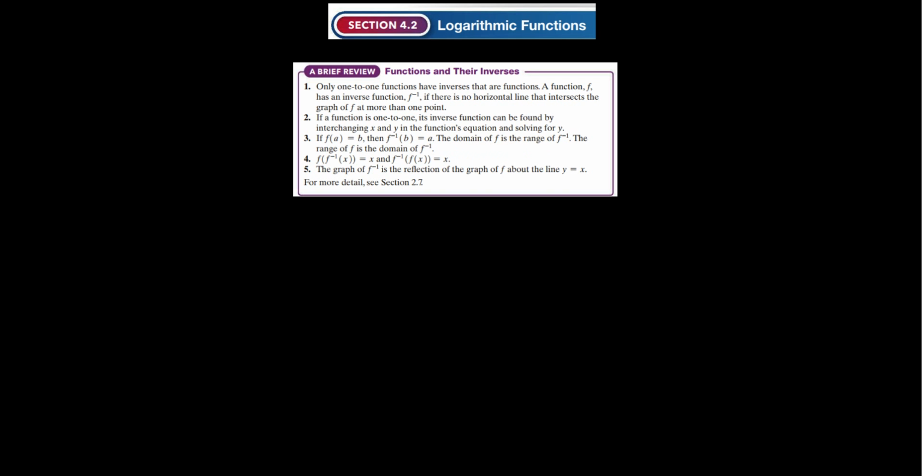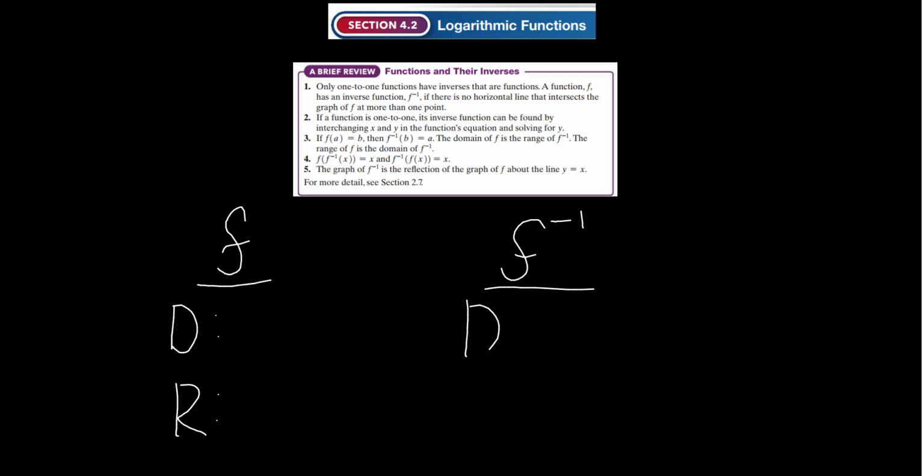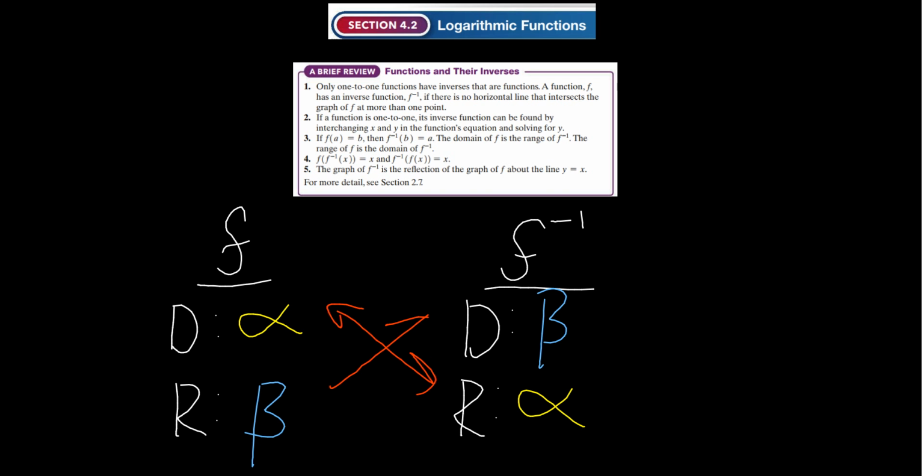So really quickly, let's touch on that one just for a moment. If we have f and then we have f inverse, and let's do domain and range. If the domain of f is some alpha, and the range is some beta, then the domain of f inverse is going to be that same beta, and the range is going to be the alpha. Notice how they are exact opposites of one another.